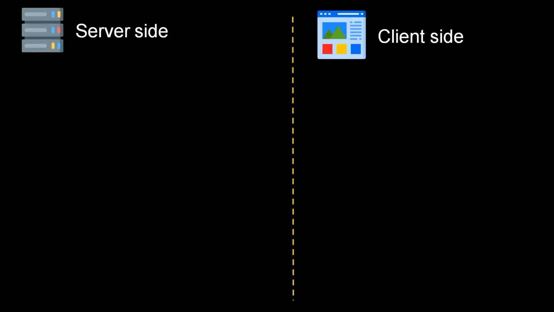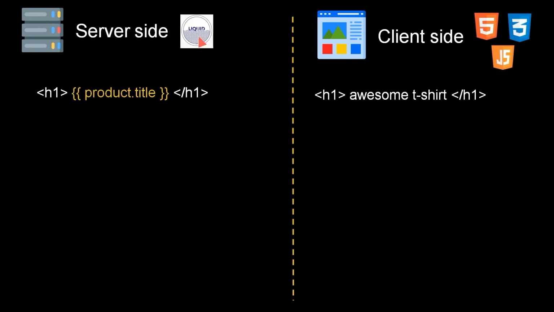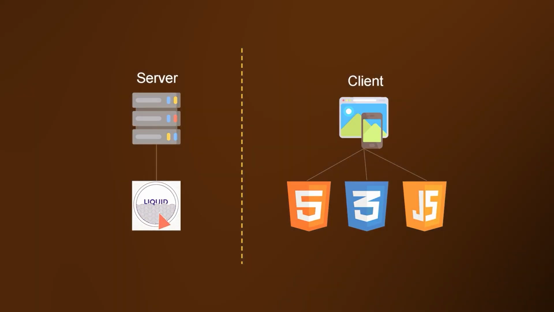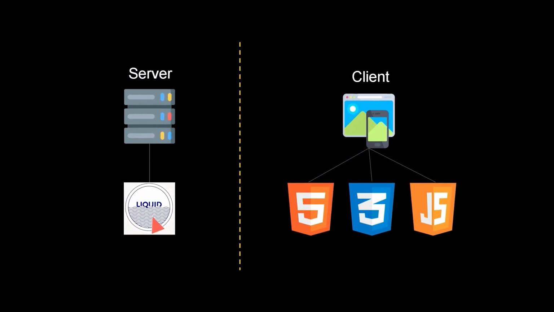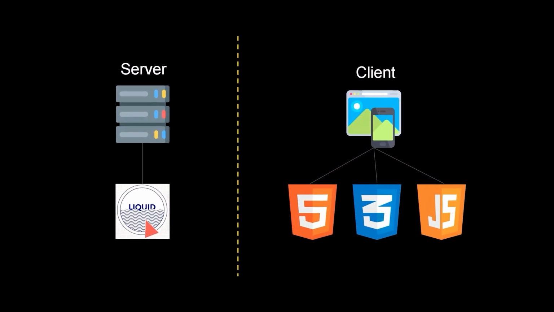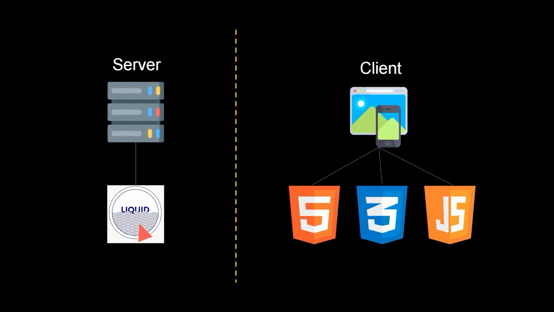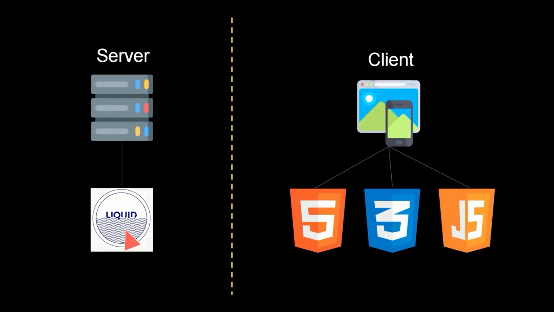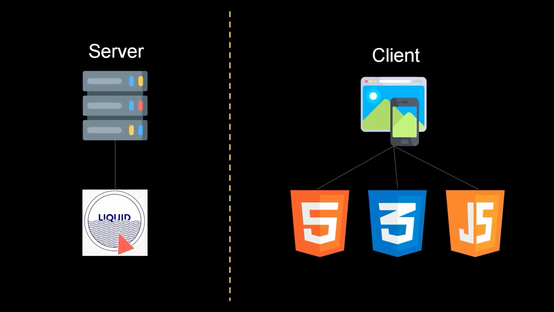On the server side, in our theme files, it was product.title. But if we preview the page in the browser, then it's just awesome t-shirt. There is no Liquid code anymore. And the same with filters or tags. The browser only gets the result of that computation. And the result is just HTML, CSS, or JavaScript, because that's what every website is made up of, remember? But again, there's no Liquid code left, because all of it was already evaluated on the server side before it's sent to the client, technically speaking.